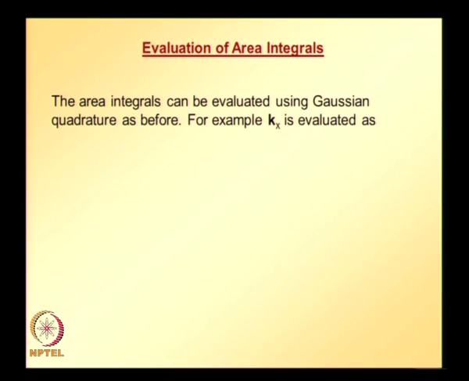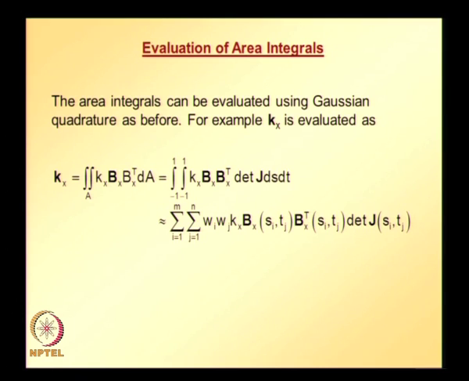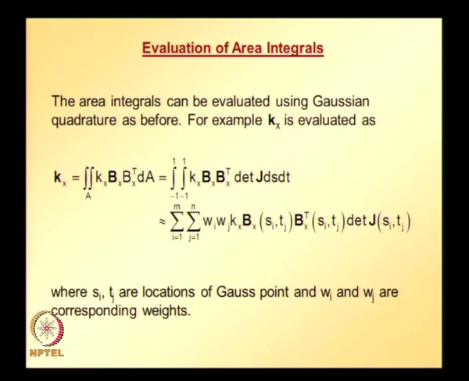So, the evaluation of area integrals. The area integrals can be evaluated using Gaussian quadrature as we did for the 4 node quadrilateral element, and so the Kx matrix can be evaluated using this. This is exactly the same as what we did for the 4 node quadrilateral element, and Si, Tj are the locations, Wi, Wj are the corresponding weights, and the rest of the details are similar to that of the 4 node quadrilateral element.